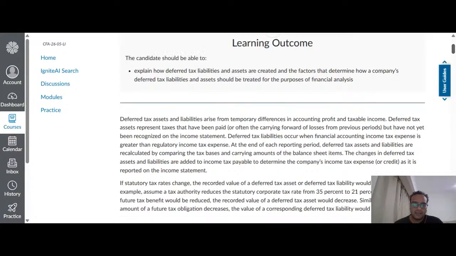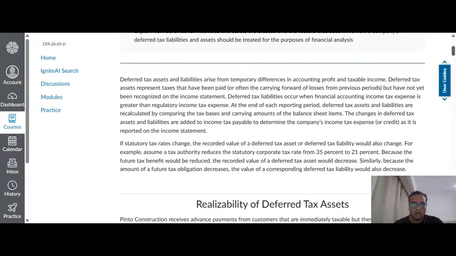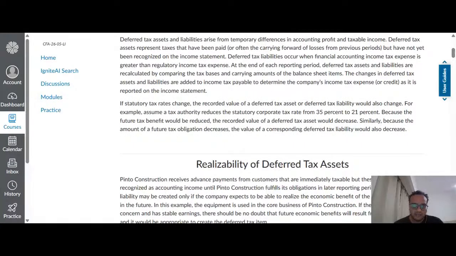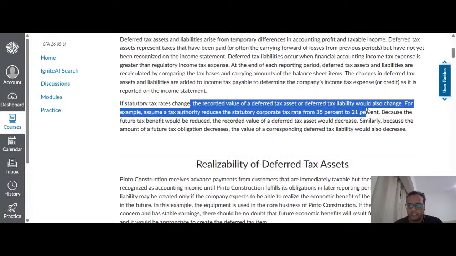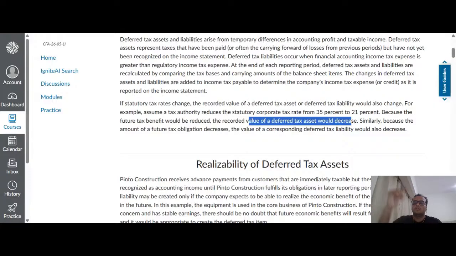Deferred tax assets and liabilities arise from temporary differences in accounting profit and taxable income. If the statutory tax rate changes, the recorded value of deferred tax assets and deferred tax liabilities would also change. For example, assume a taxing authority reduces the statutory rate from 35% to 21%. Because the future tax benefit would be reduced because of the reduced tax rate, the recorded amount of deferred tax asset would decrease. Similarly, because the future obligation will also reduce, your corresponding deferred tax liability will also reduce.